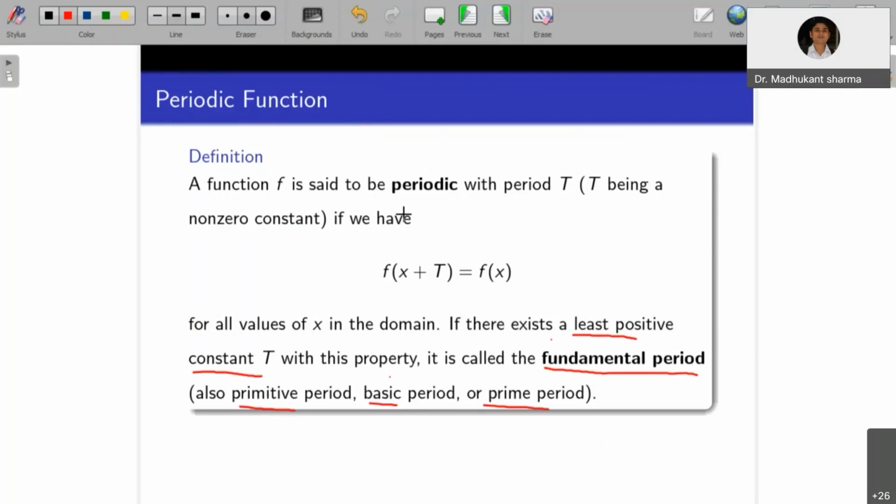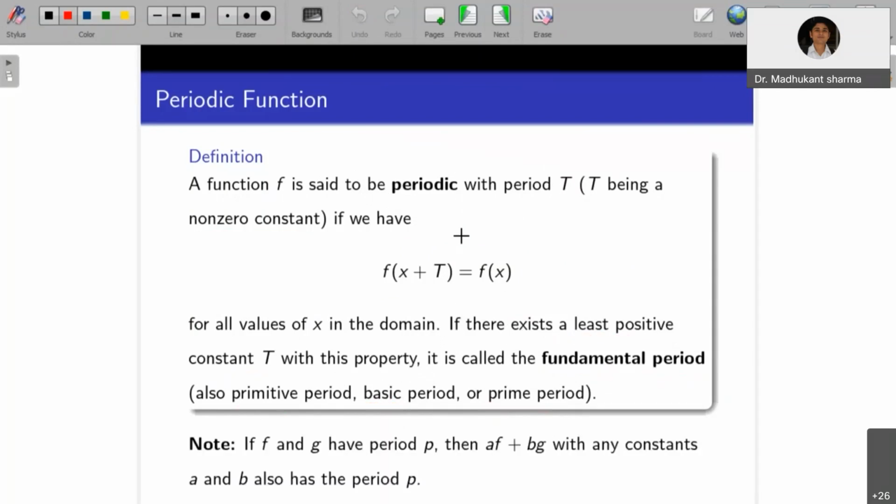So whenever you say f is a periodic function with period 2t, and so on, it means we have the understanding that it's a least positive constant with this property. Okay, right. So what is the nice thing attached with this class? The sum of two periodic functions with the same period will also be periodic with the same period. So this note says that f and g are two functions with period p, they are sharing the same period. Please note that.